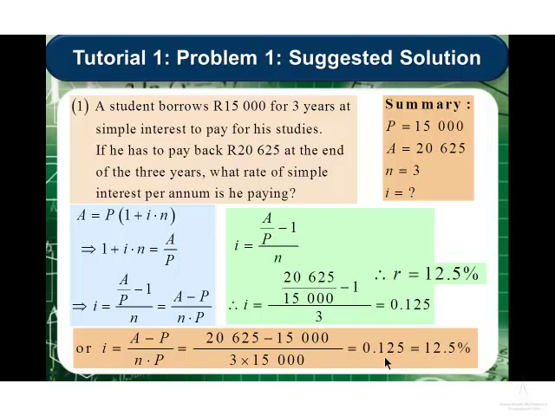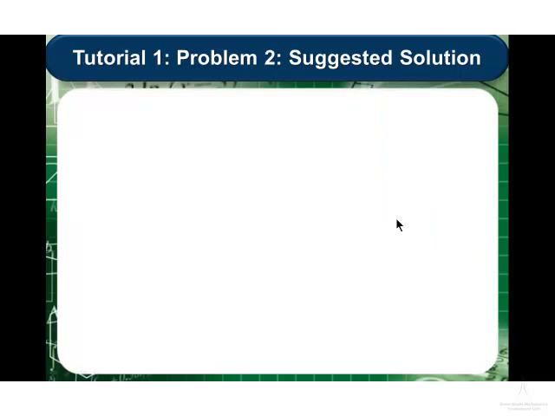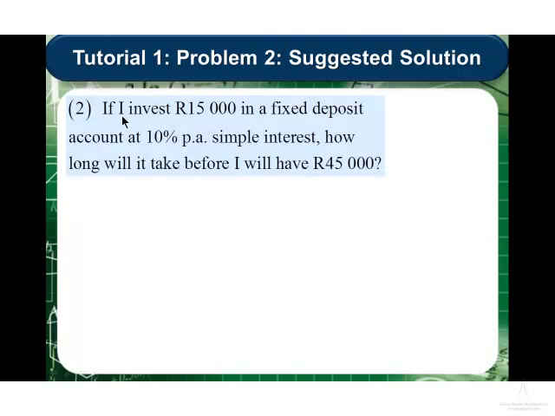And finally then we can say without doubt that a simple interest rate R of 12.5% was paid in this particular case. In problem 2, I invested 15,000 in a fixed deposit account at 10% per annum, simple interest. How long will it take before I will have 45,000 Rand as the final accrued amount for this investment?